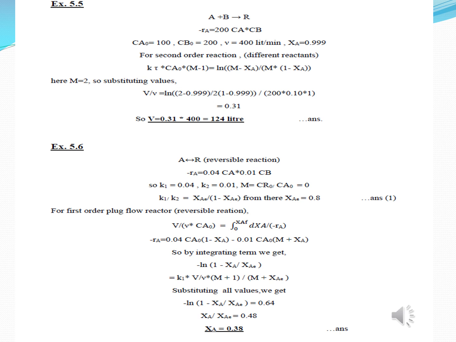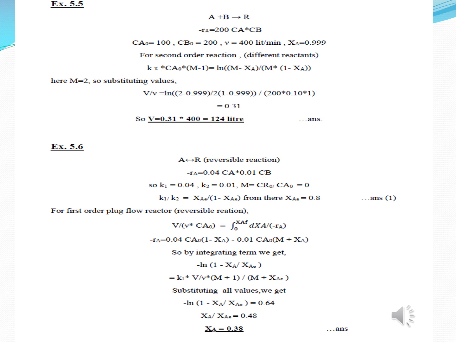In the previous slides we discussed two tables, table 5.1 and 5.2. Table 5.1 shows the performance equations of the batch, plug flow and mixed flow reactors for different orders, from zero order to first order, second order, nth order, and for the reversible reaction. Here we have developed final expressions that you can use directly without solving the integration. So this is the expression for the second order.